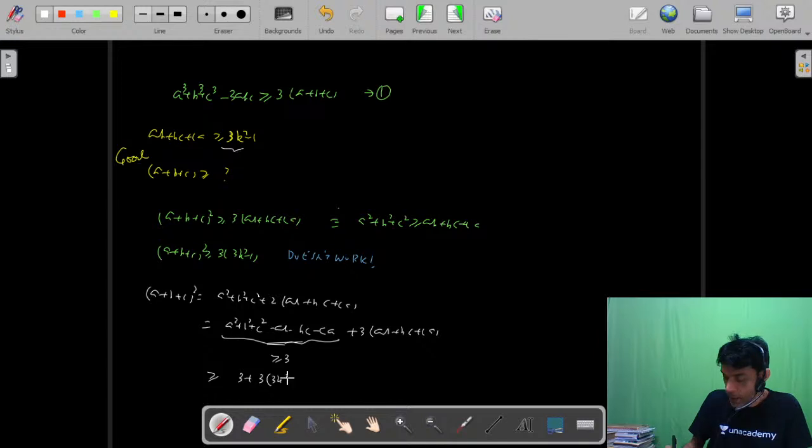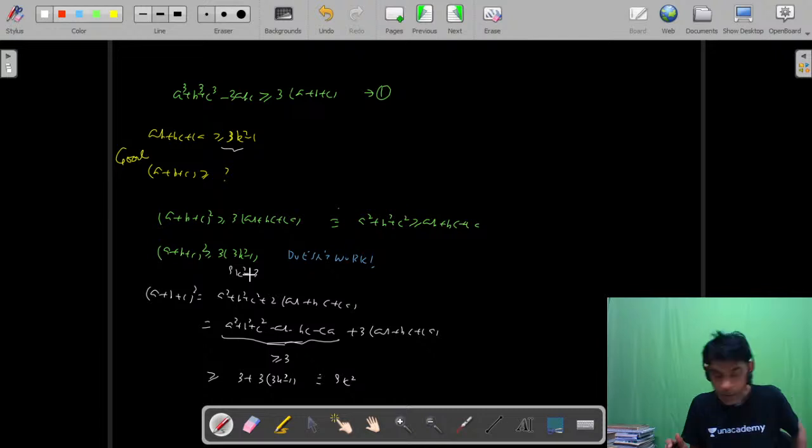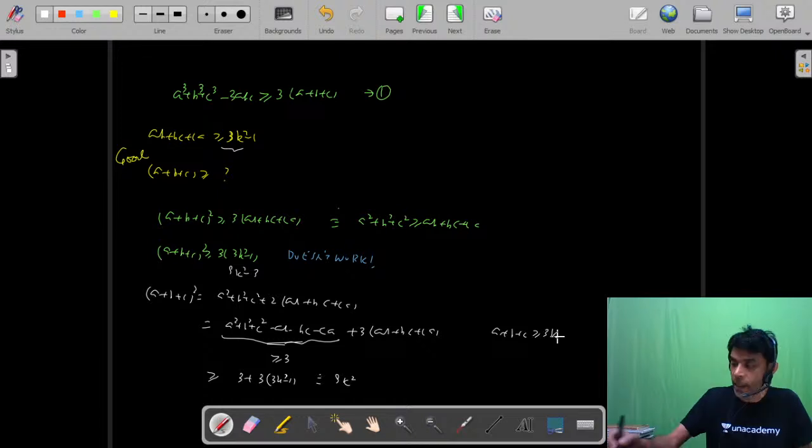Now the bound is improved. This 3 cancels, so this is equal to 9k squared. The bound is improved. Earlier it was 9k squared minus 3. So 9k squared. Now we are good because if they are positive integers, I get this is greater than or equal to 3k. Then my job is done because I got this 3k.